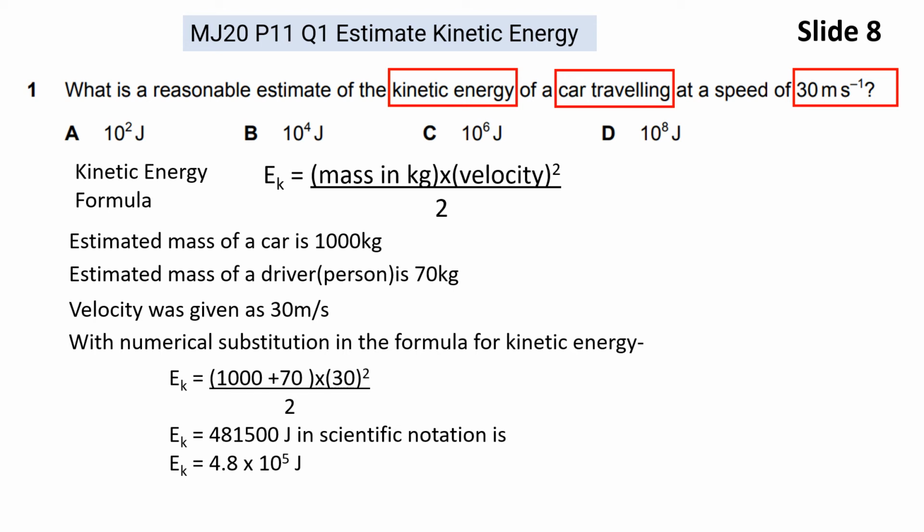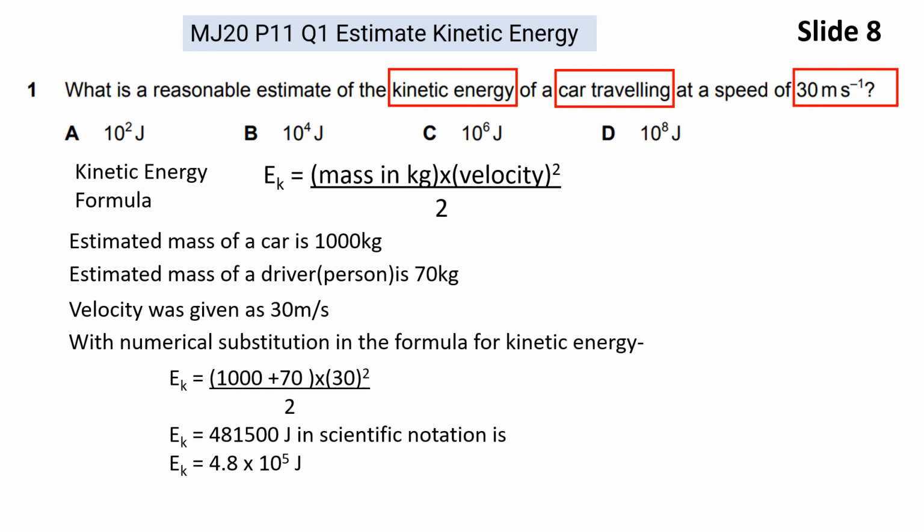And why did I do this? Because the options are not showing an exact number, they're showing the power of 10 portion of the value. So 4.8 times 10 to the 5. So definitely it is not A, and definitely it is not D.